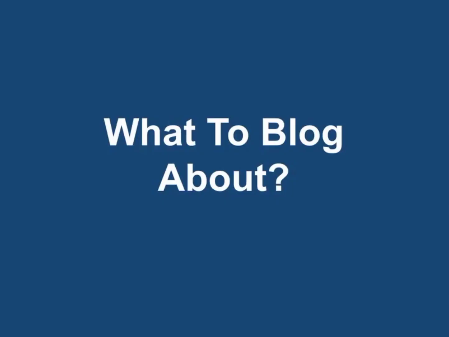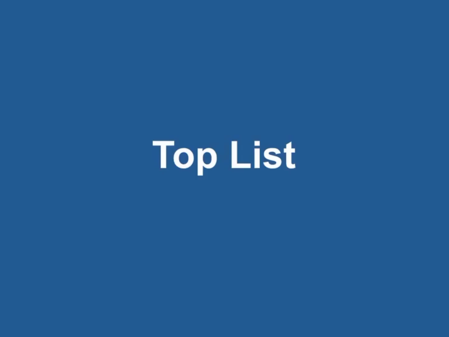What to blog about? Blogging might not come easy if you run out of content or things to say. This video will guide you on the types of content that can be posted on your blog. The first type of content is a top list. You can compile a list of 5, 7, 10 or more things that are related to your niche. So if you're in the music niche, you could write about the top 10 songs of November.